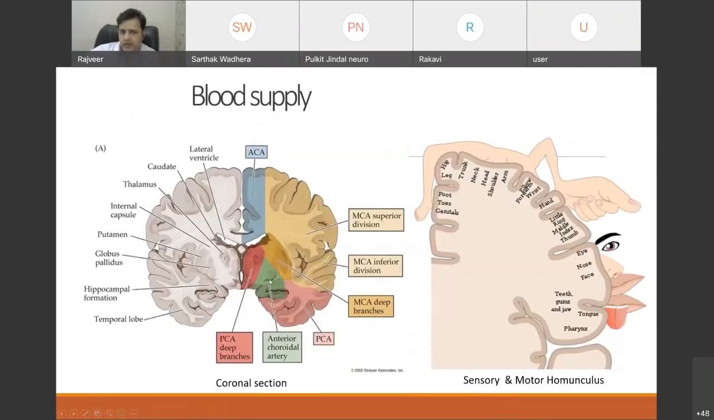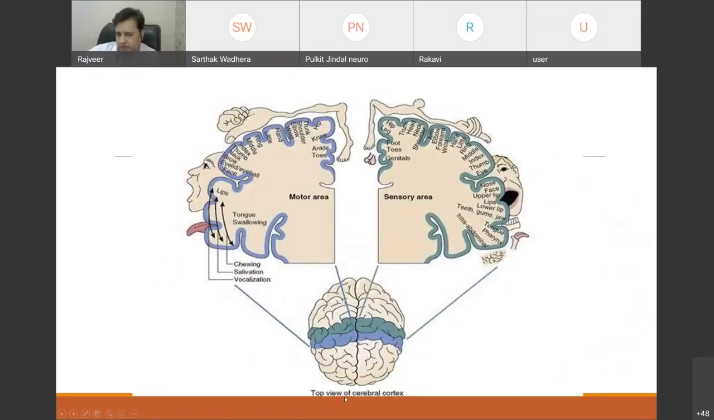And this is coronal section, again, medial area supplied by the ACA, rest of the area, lateral part of the frontal, temporal, and parietal lobe supplied by the MCA, and then inferior part by the PCA. And you should be aware about this homunculus, both sensory and motor homunculus.